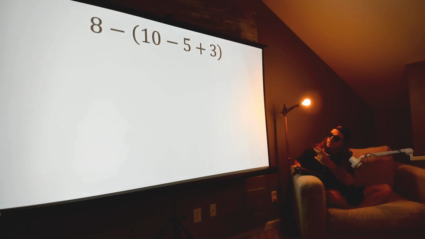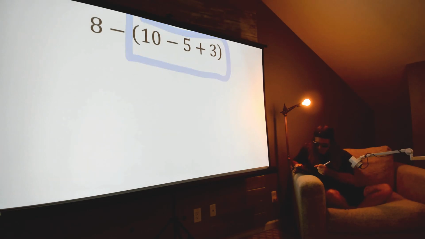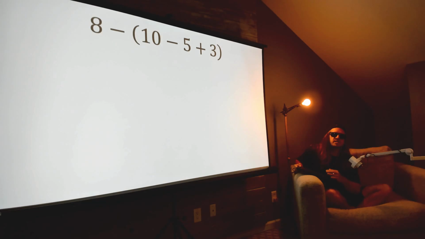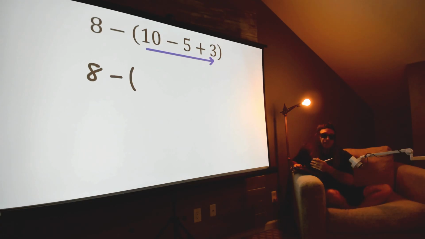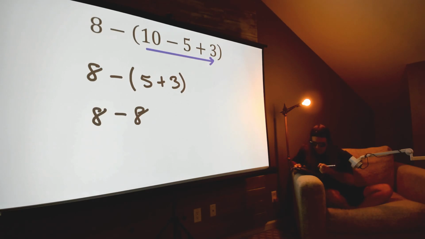Same numbers, different problem with different parentheses. So we need to do the parentheses first. And what you'll notice in the parentheses is you have addition and subtraction. But what did we say? The very first problems we had on this page was that if you're only dealing with addition and subtraction, work from left to right, even if that means subtracting first. So the first thing you're going to do here within the parentheses is 10 minus 5, which is 5. Then we have to do 5 plus 3, which is 8. 8 minus 8 is 0. Answer is 0.